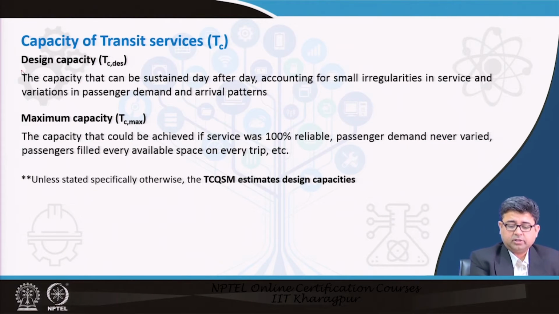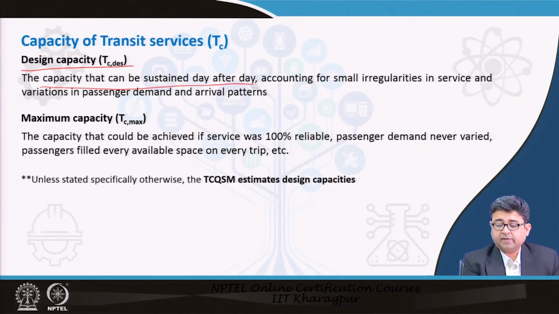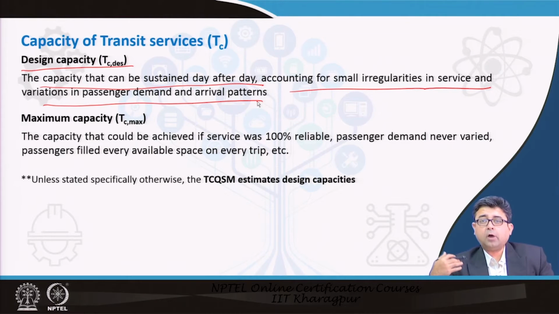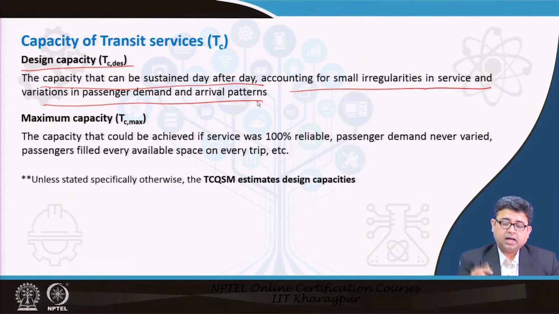Then there is what is called the design capacity, that is the capacity that can be sustained day after day, accounting for small irregularities in service and variations in passenger demand and arrival patterns. So, that is the design capacity. When somebody asks you how many passengers your public transportation system is designed to carry, you have to bring that reliability into the factor, that can be sustained day after day, right.